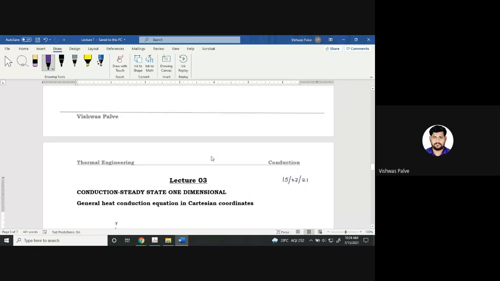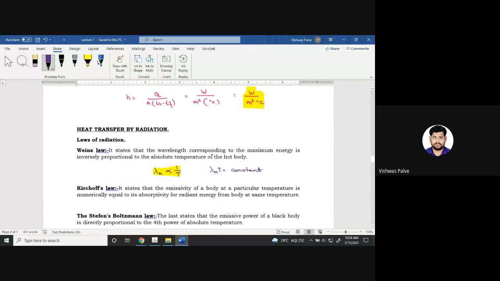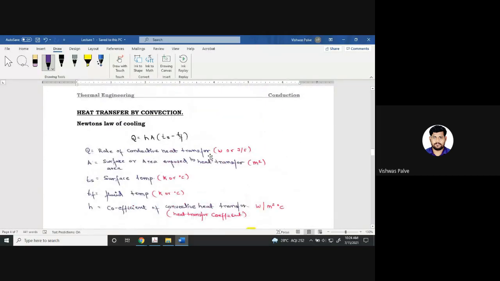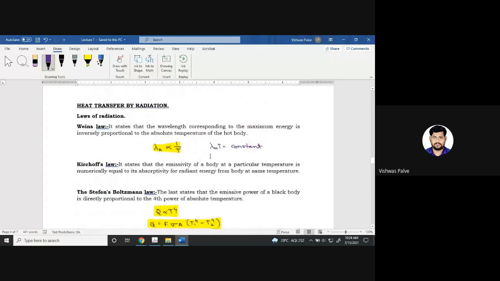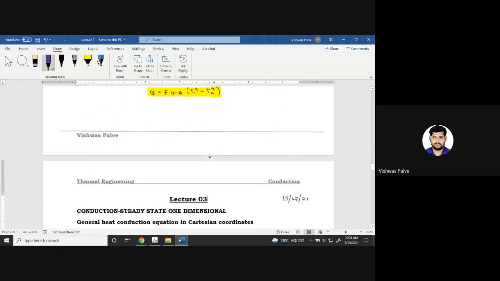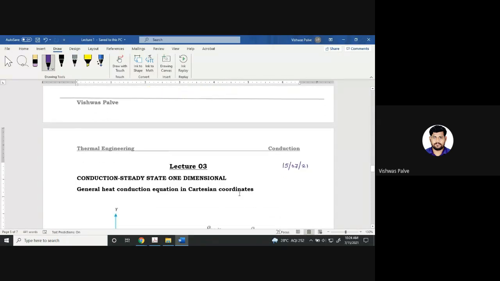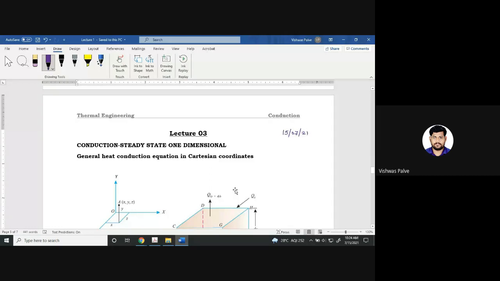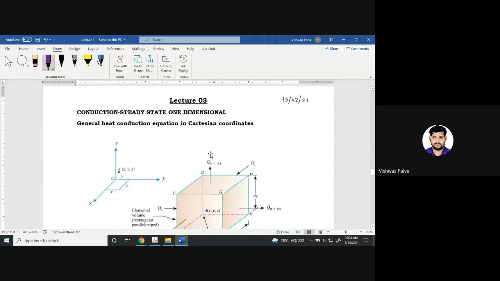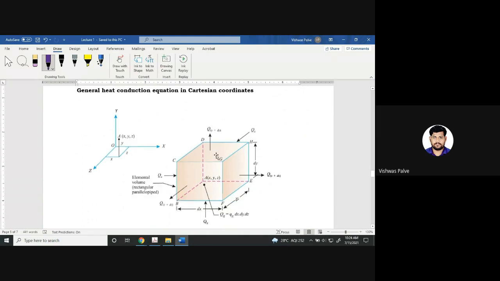Okay. So in the last lecture, we have seen the various modes of heat transfer. In that, we have gone through conduction, convection, and radiation. Now today we are going to deal with the steady state one-dimensional conduction equation for Cartesian coordinates. We are going to derive this equation, and after that, we are going to see the equations for spherical as well as cylindrical coordinates.